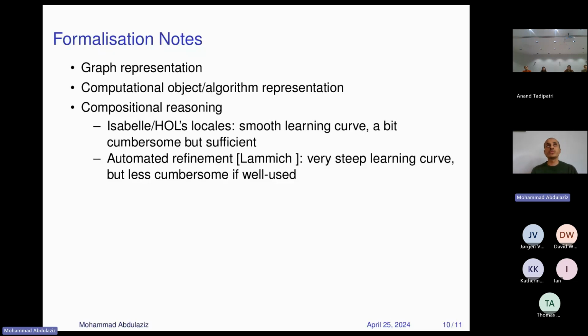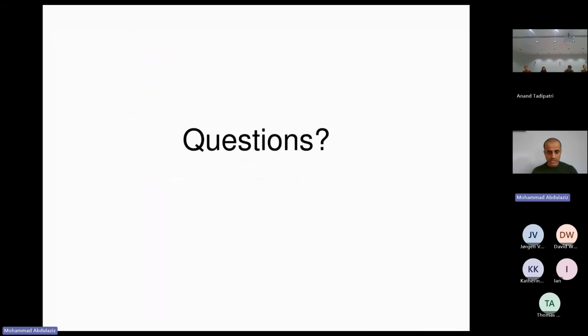There are a few ways to do that. The way we did it was using Isabelle's locales, but there are other ways, most notably the Automatic Refinement Framework by Peter Lammich, but it has a very steep learning curve, and this is the main disadvantage. Another disadvantage is that proofs written in it are rather opaque, so you have a lot of automation and you don't really know what's going on if you don't know how to debug the tool. But of course, the advantage is that it's less cumbersome than locales if you can use it well. So that's all. Thank you for listening, and I look forward to your questions.